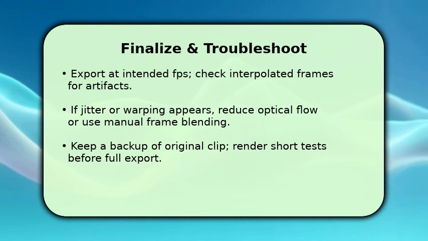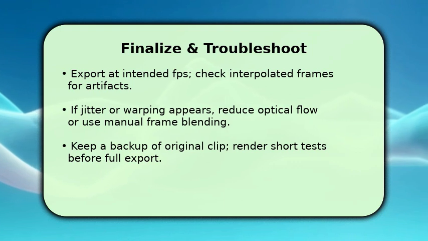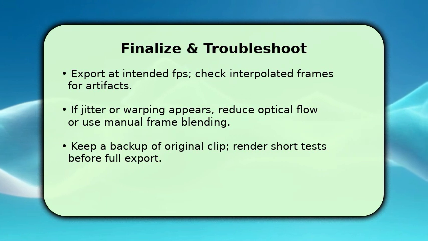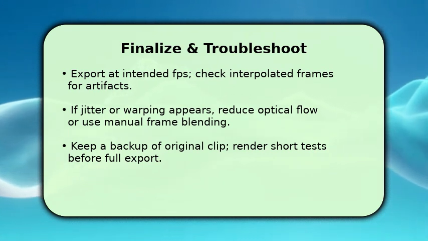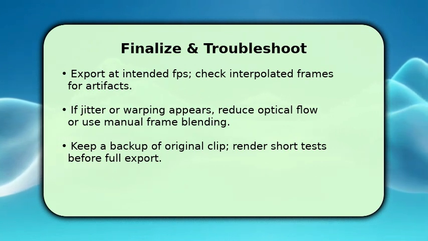If you see warping or ghosting, revert optical flow and try frame blending or lower the speed change magnitude. Sometimes splitting the clip and using multiple smaller ramps solves artifacts. Make sure to save project versions so you can roll back quickly if something goes wrong.